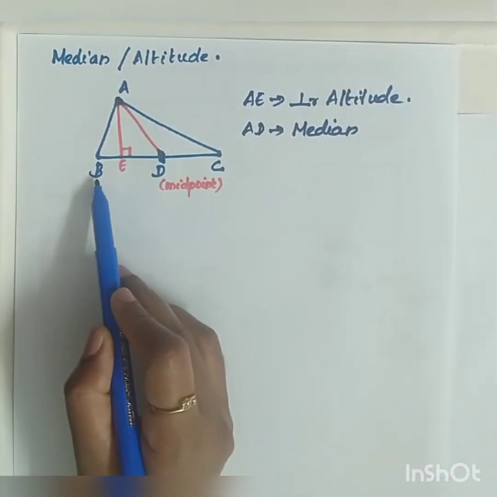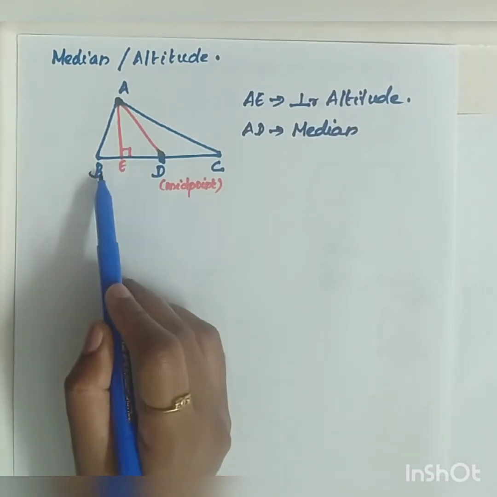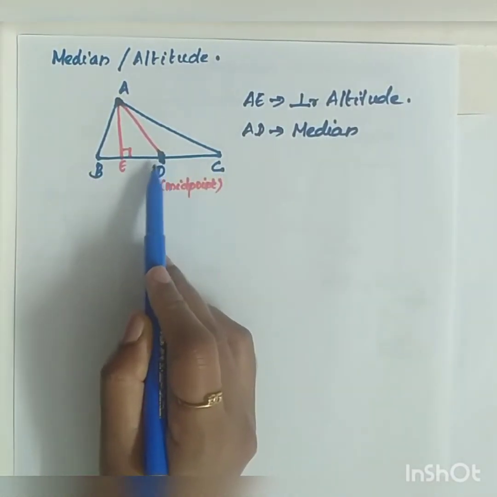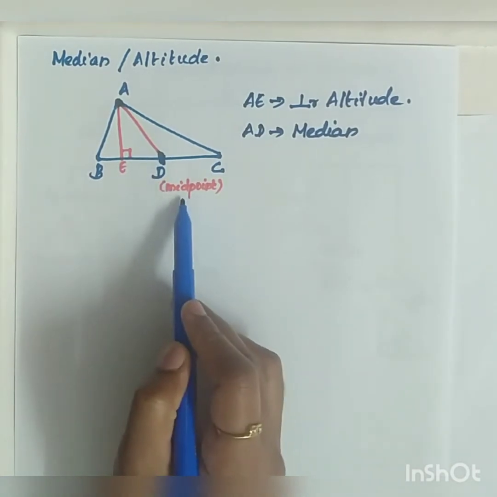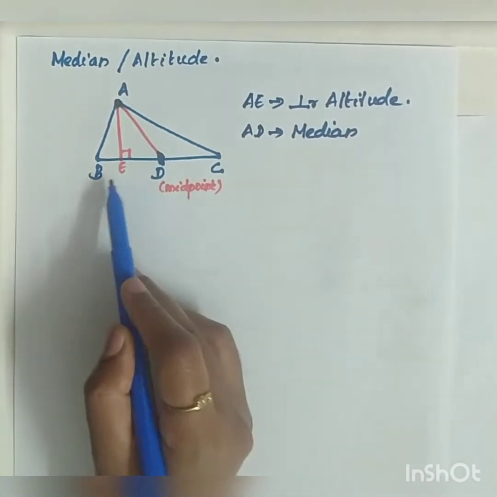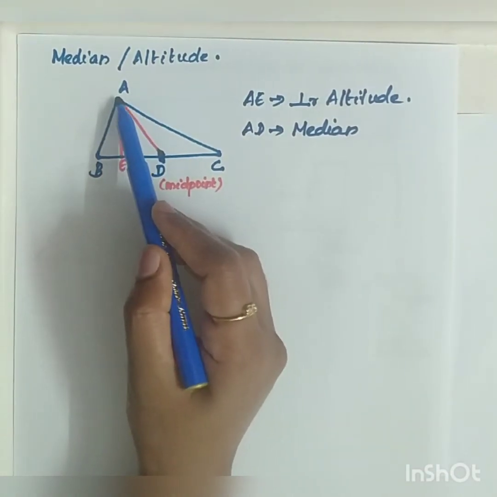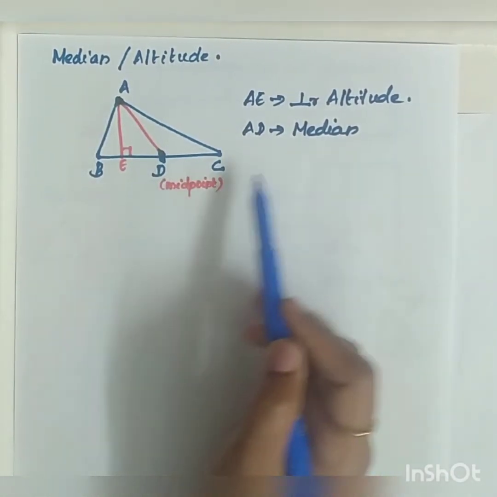The side opposite to the vertex A is BC. So the midpoint of BC is taken as D. If D is the midpoint of side BC, a line drawn from the vertex A to the opposite side is called its median.